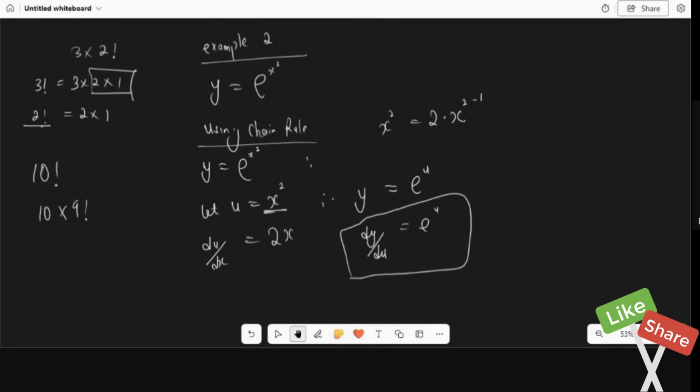All right, so what's the next step? Our next step: multiply both derivatives.